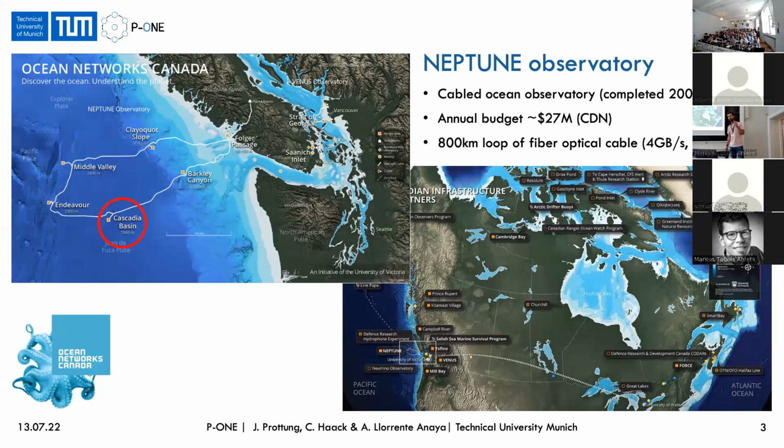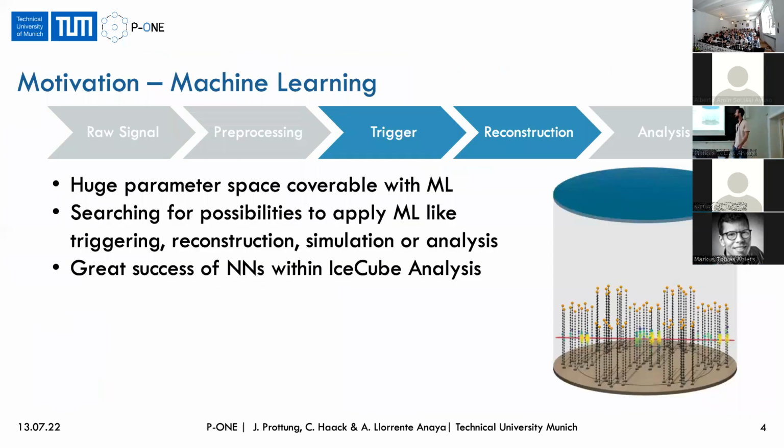And coming now from this, I will be heading over to what motivates us to do machine learning in general. So as you might know, in IceCube, there have been great advances using machine learning because it just extends the parameter space, and you can really do way better classification, way better analyzation, and you can just pretty much enhance the power of the already existing data. And this goes for triggering, reconstruction, simulation, or analysis.